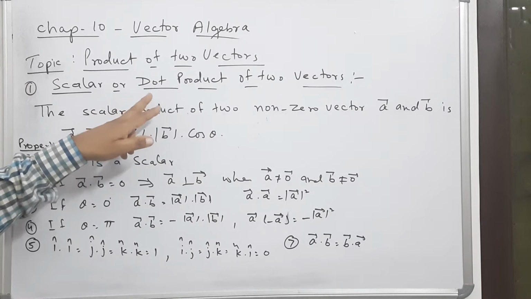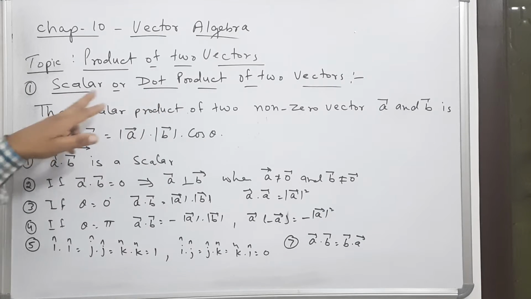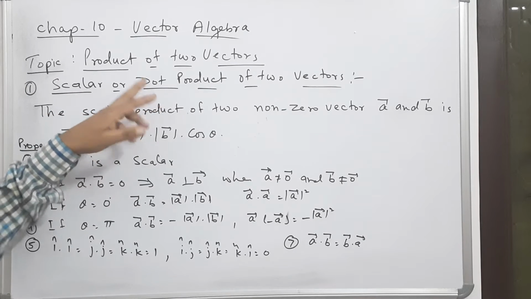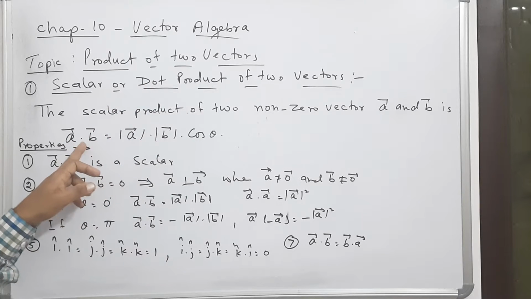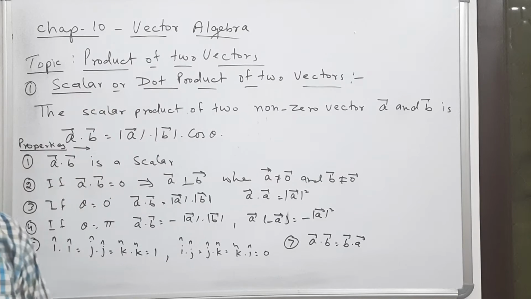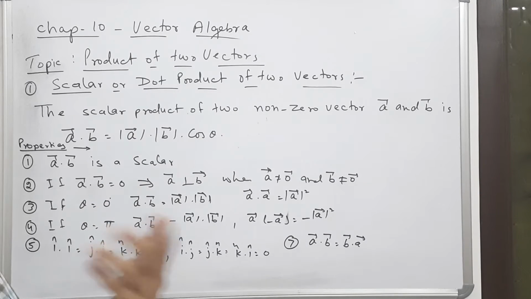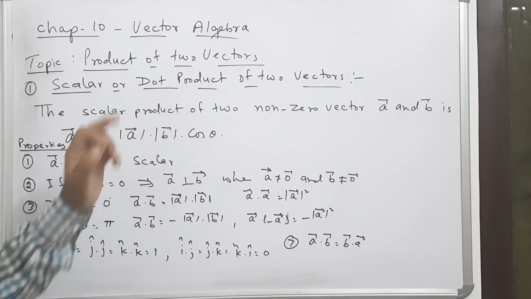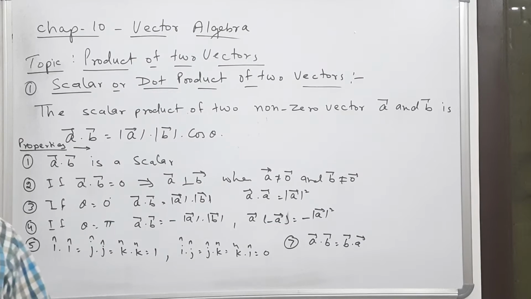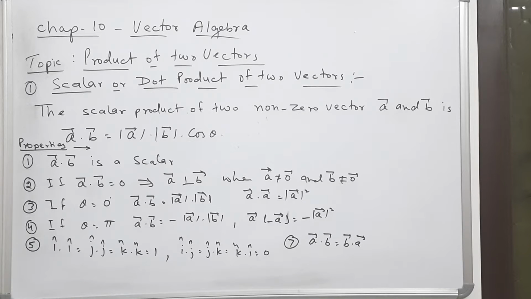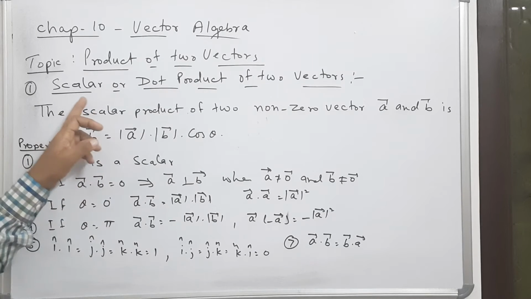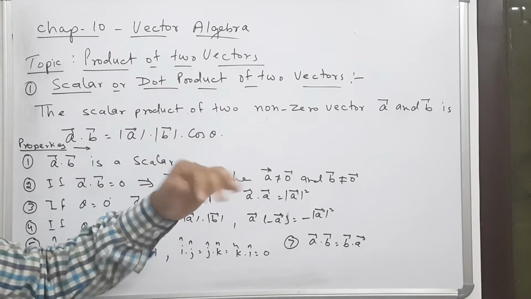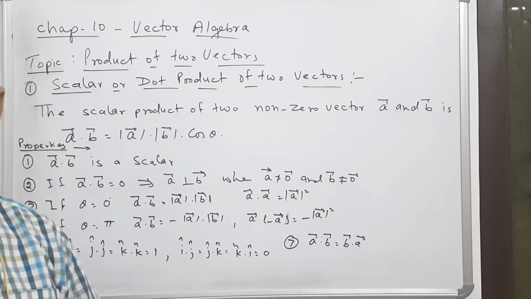The name itself is there, scalar or dot. It is known as the dot product because we use the dot sign, and it is known as the scalar product also because the answer is a scalar quantity. And when we say cross product, we will use the cross sign and the answer will be a vector quantity. So the first important part is that the scalar product or dot product results in a scalar quantity.